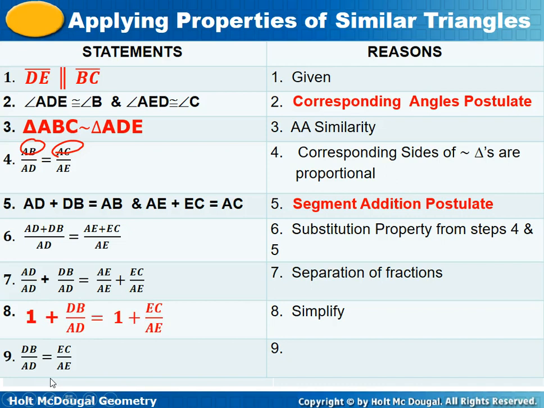Then we can just subtract the 1 from both sides to get our final answer of DB over AD is equal to EC over AE. And that's what we were trying to prove. And again, hopefully you know that when you look through these, you're going to be given them as multiple choice or matching or have a word bank, so you shouldn't have any difficulty figuring out what goes where.